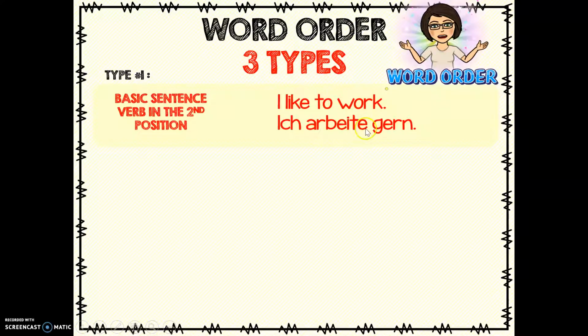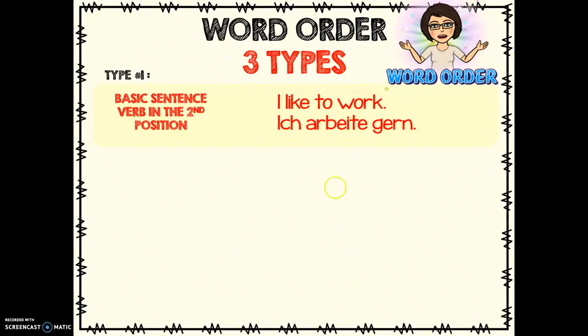And notice it's been conjugated to agree with our subject. Gern is the word that expresses enjoyment or means like. So I like to work in German is Ich arbeite gern. Now, as you can see, that does not translate literally. If I translated that word for word, it would be I work like. This is what we call a word order sentence. The verb has to be in the second position and it has to be conjugated to agree with the subject.